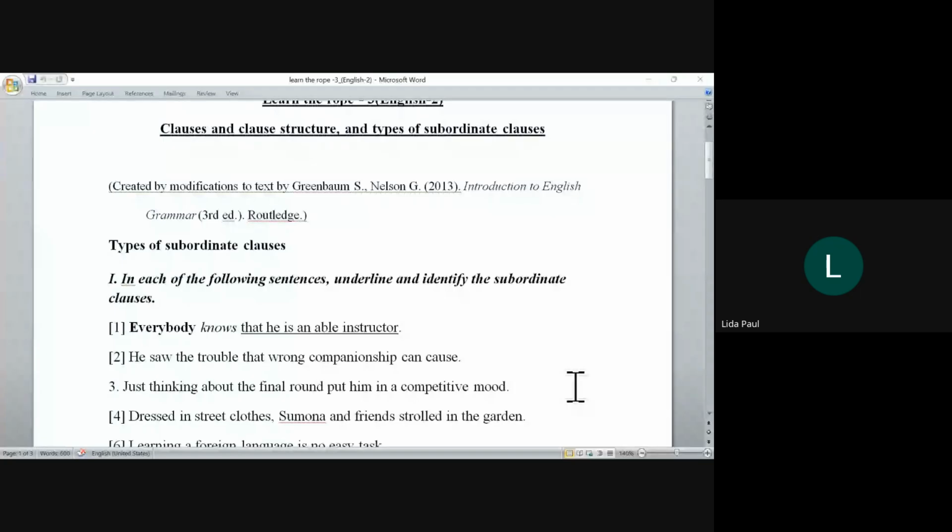Which of the parts of speech does that? Adverb, right? You have adverbs of manner, adverbs of place, time, purpose, reason. So this is then what kind of a clause? This is an adverbial subordinate clause because it gives you the reason, right?